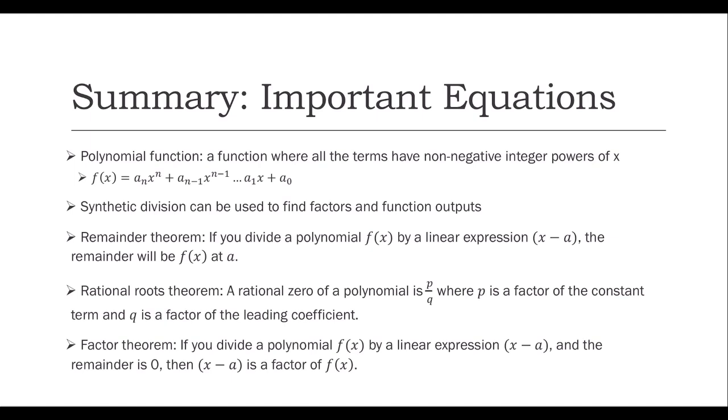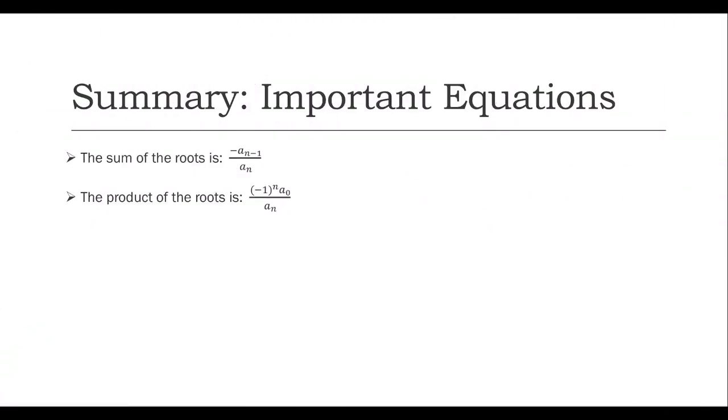The rational roots theorem says a rational zero of a polynomial is p over q, where p is a factor of the constant term and q is a factor of the leading coefficient. The factor theorem says if you divide a polynomial f of x by a linear expression x minus a, and the remainder is 0, then x minus a is a factor of f of x. The sum of the roots of your polynomial is negative a sub n minus 1 over a sub n, and the product of the roots is negative 1 to the nth power times a sub naught over a sub n.